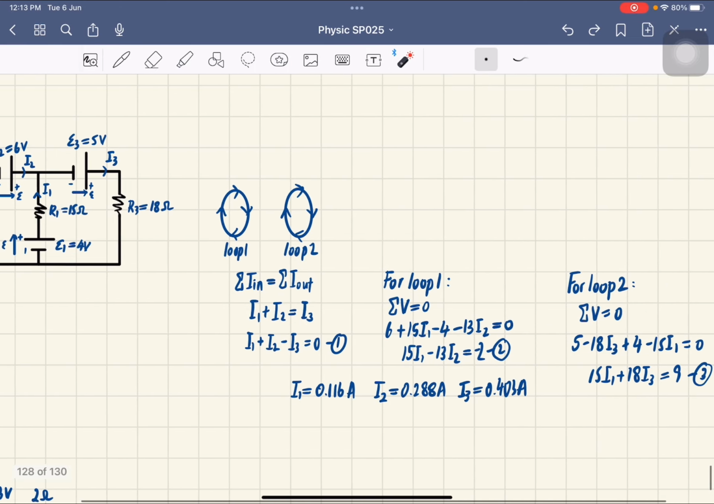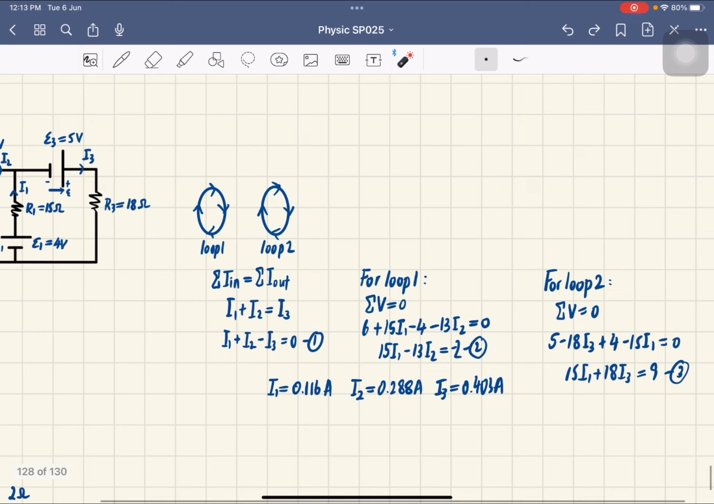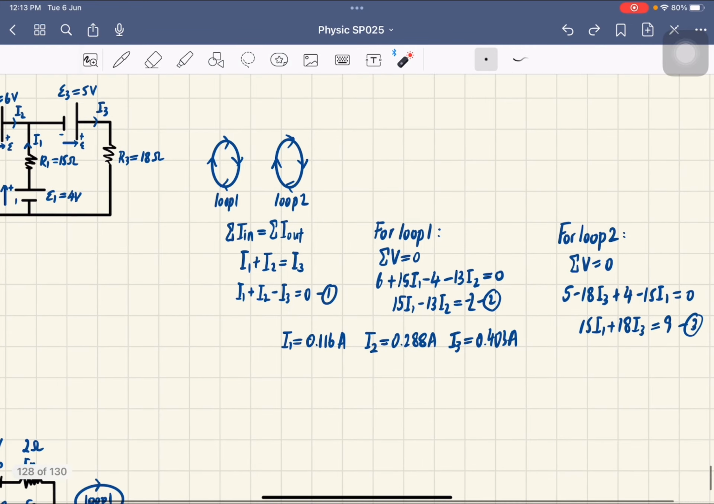Sorry, oops, it's negative 15s. Then we can construct a third equation, which is 15i1 plus 18i3 is equal to 9. Then by substituting these three equations into the calculator, we'll get the variables: I1 is equal to 0.116 ampere, current 2 is equal to 0.288 ampere, and the third current is equal to 0.403 ampere.